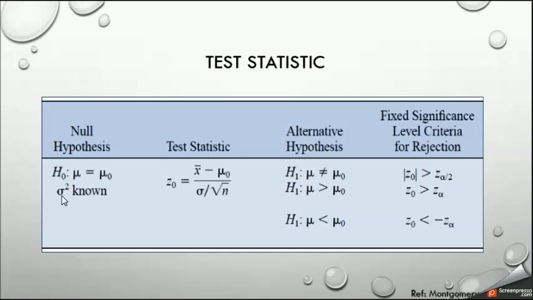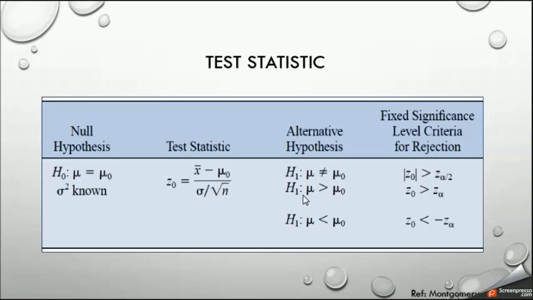In case sigma square, which is the variance of the population, is known, we have the same test statistic for two-sided or one-sided tests. Z naught always equals the sample mean minus the hypothesized population mean, divided by sigma over square root of n. So this is the alternative hypothesis. In case of two-sided, we will reject if the absolute value of Z naught is larger than Z alpha over 2, which means that Z naught is outside the interval of acceptance.